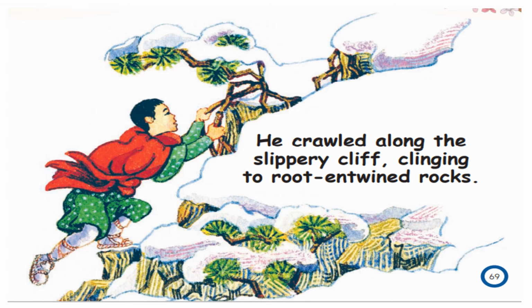In this picture, he crawled along the slippery cliff, clinging to root entwined rocks. We have slippery and entwined, target word entwined. We said entwined. Can you see the rocks? They are entwined. They are twisted. Can you see? They are twisted. They are entwined rocks. Okay, thank you for listening for part 1.